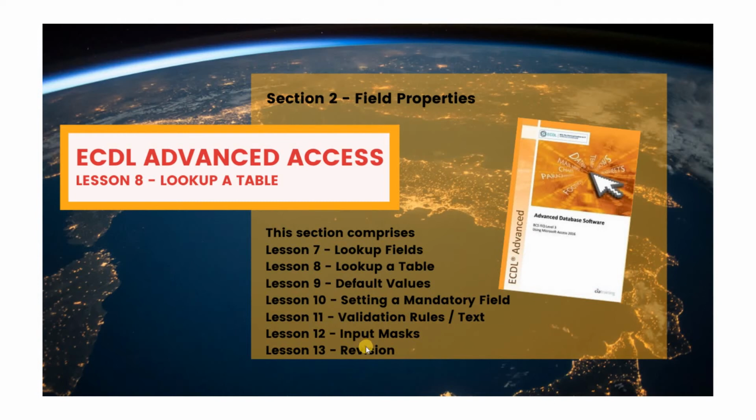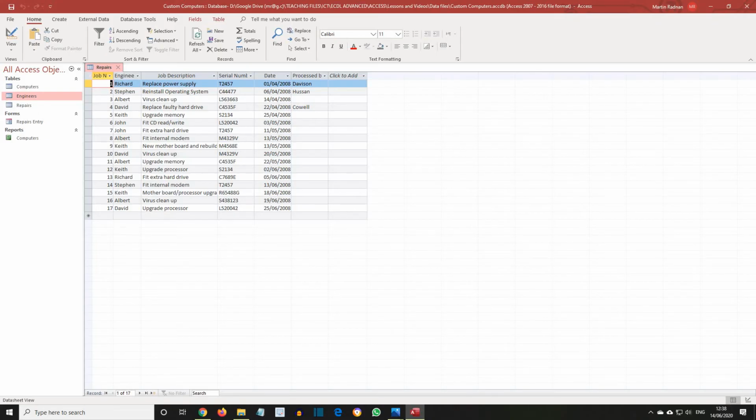ECDL Advanced, Access, Lesson 8, Lookup a Table. In the last lesson, we looked at lookup fields, and we said there were two options. We looked at the first option, which is the one in which the possible values for the field are manually typed into the field definition.